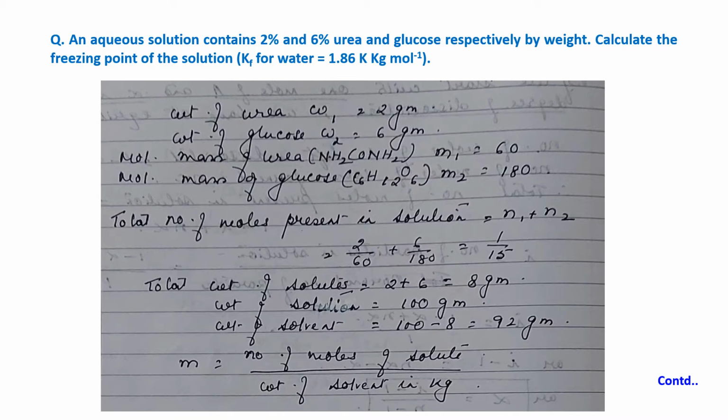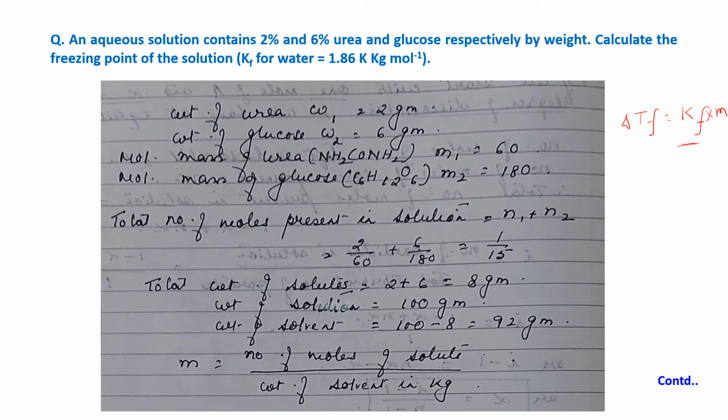Am I clear? Calculate the freezing point of the solution, and Kf for water is given as 1.86 Kelvin kg mole^-1. So for that, what you have to do? You know the formula for depression in freezing point, that is delta Tf is equal to Kf into m. Kf is given, you have to find out m, that is the molality.